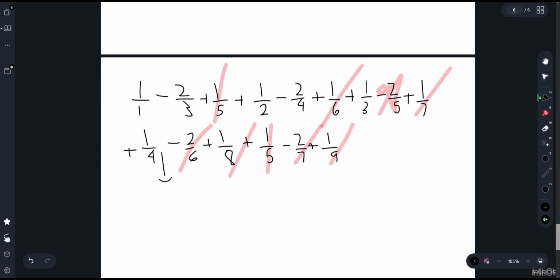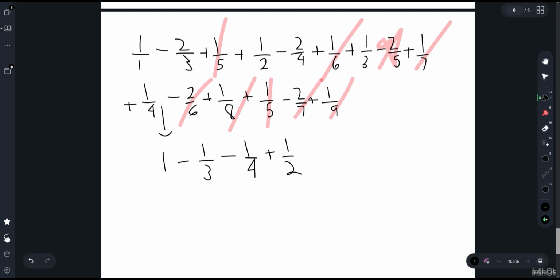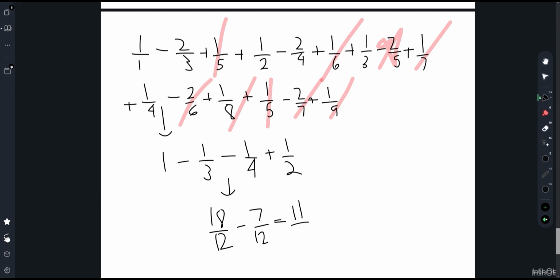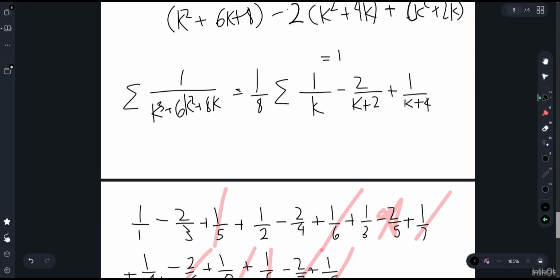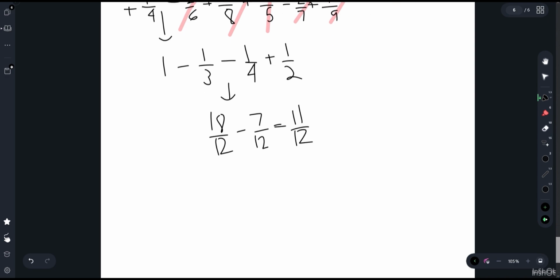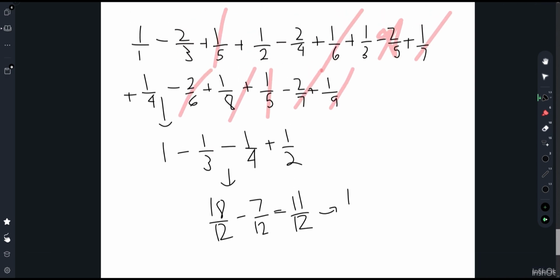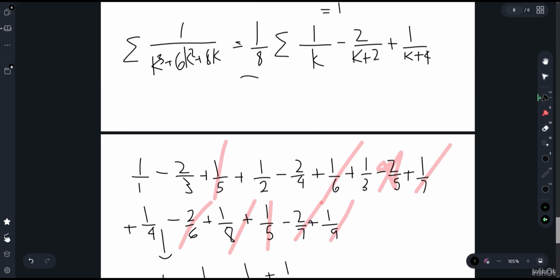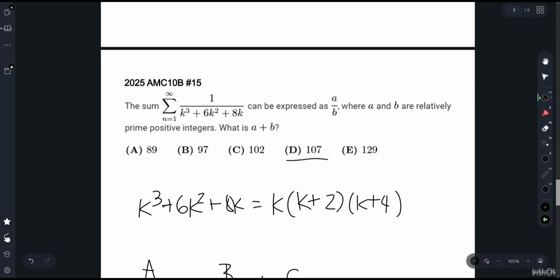So what we're left with is just 1 minus 1/3 minus 1/4 plus 1/2. And so this is just 18 over 12 minus 7 over 12, which is 11 over 12. But keep in mind, we did take 1/8 of this. So our answer is 11 over 96. And a plus b is going to equal 107.